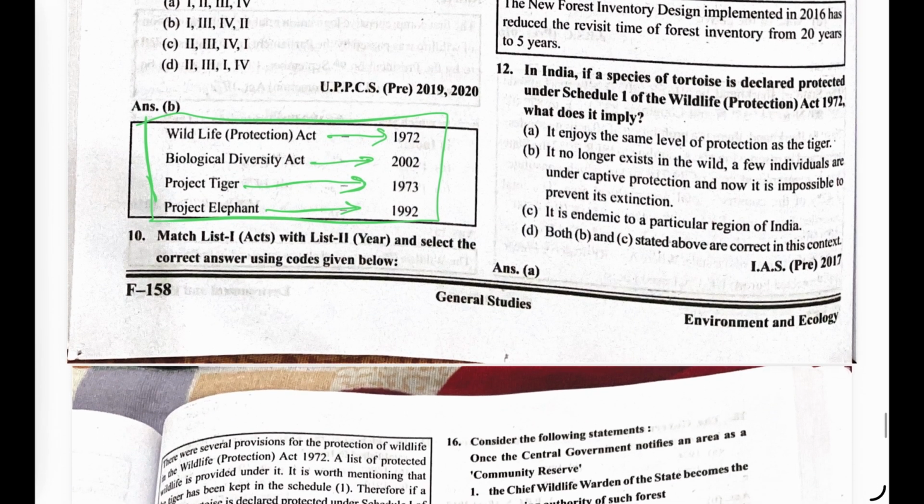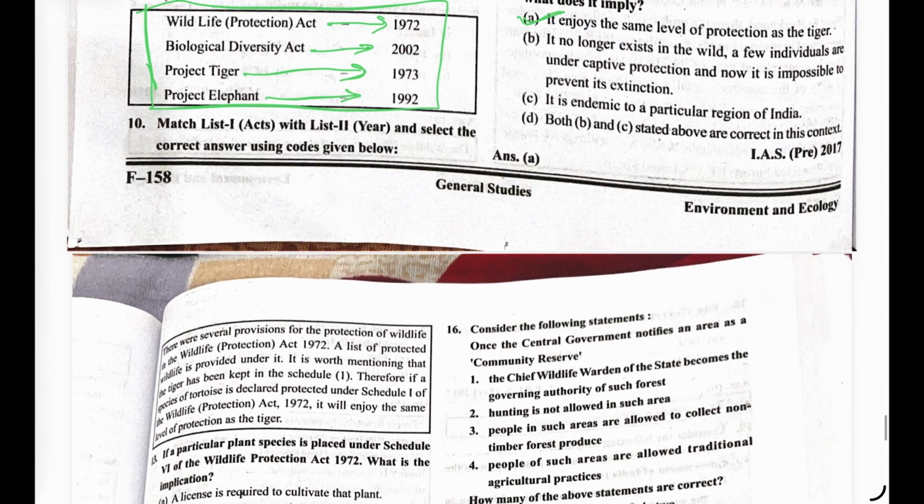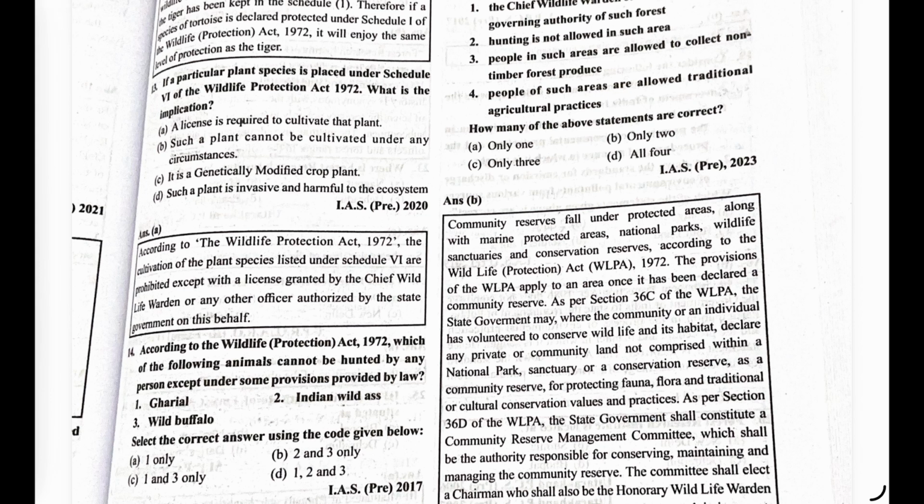In India, if a species of tortoise is declared protected under Schedule 1 of the Wildlife Protection Act 1972, what does it imply? So it enjoys the same level of protection as a tiger reserve. Okay. Next, if a particular plant species is placed under Schedule 6 of the Wildlife Protection Act 1972, what is the implication? So its implication is a license is required to cultivate that plant. There will be a need of a license to cultivate that plant.